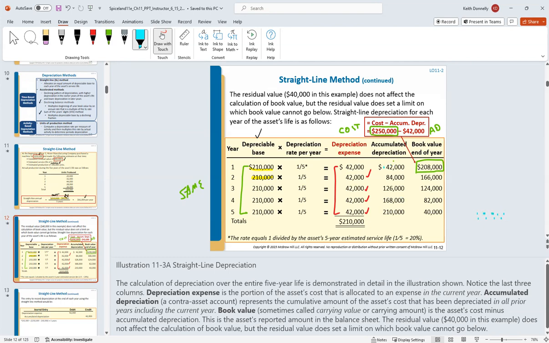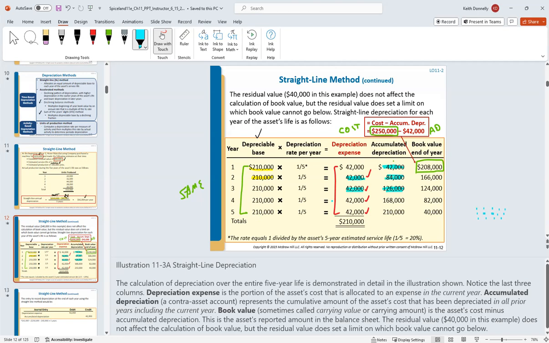Right here, our beginning accumulated depreciation was 42 from last year. This year, we added another 42 to it. Now we're at 84. If we do the cost 250 minus 84, we're at $166. In year 3, we're going to add another layer onto it. Now we're at 126. If we do the cost minus 126, that gets us 124. So it just runs its way through there.